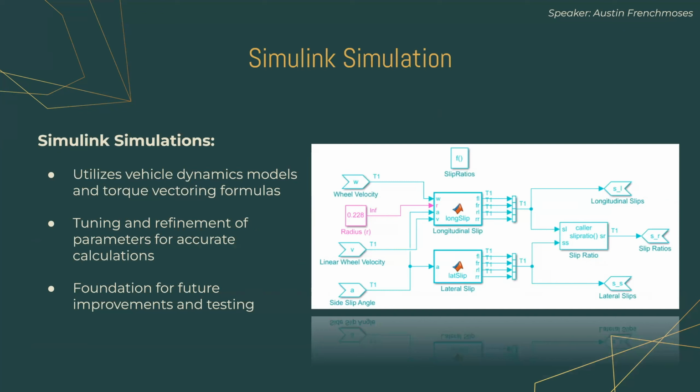Thank you, Amir. Just like the Python simulations, the Simulink simulation consists of torque vectoring formulas and vehicle dynamic models, such as the slip ratio calculations shown here. The simulations output to a graph to visualize our desired yaw rate compared to our actual yaw rate. Although they're functional, this is a fundamental simulation that can be built upon for future improvements in testing.